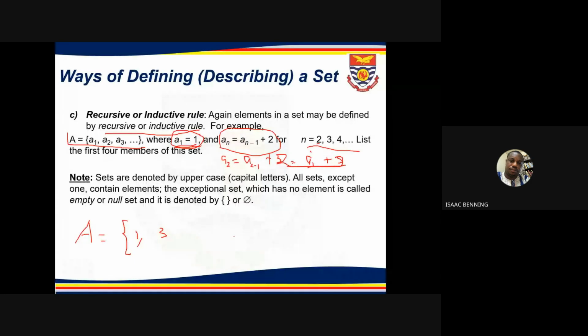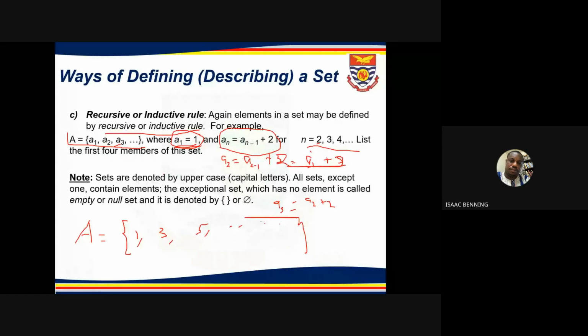If you want to know the third element, that's A3. That should be A3 equal to A2 plus 2. And what is A2? A2 is 3. So 3 plus 2 gives us 5. So this is what we mean by the inductive rule.